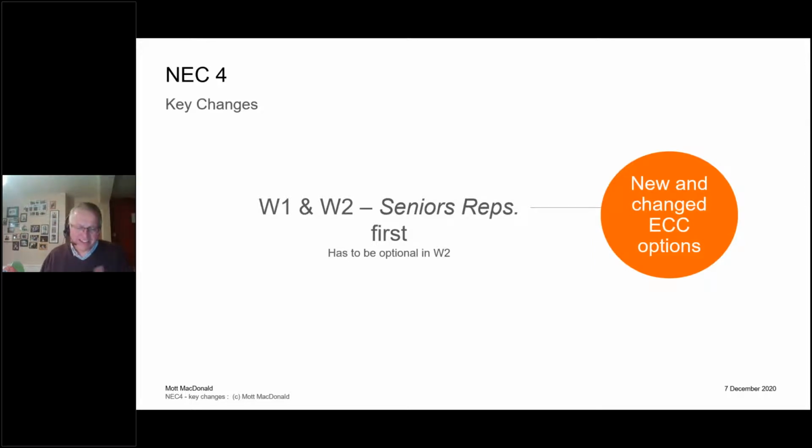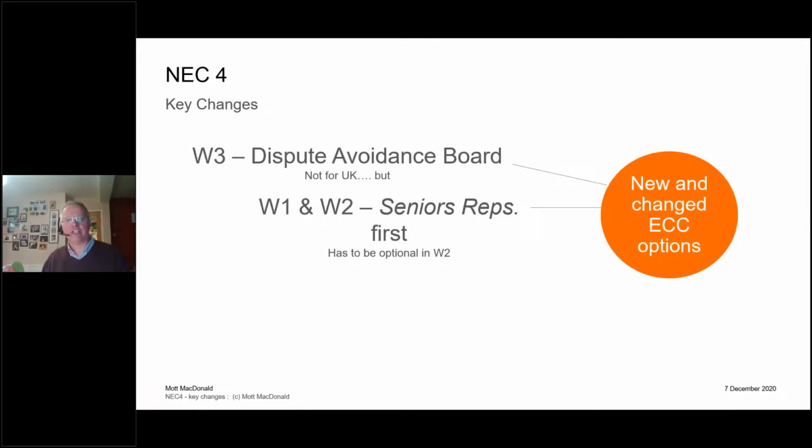Now, the only subtle issue with that is in W2, which is NEC's option which matches the Housing Grants Act, because that act says that we have to be able to go to adjudication at any time. In W2, the clause to do with senior representatives is optional. But one would hope it would make sense and people would use that option before going off and spending a fortune on adjudication. W3, I've already mentioned to you, is a dispute avoidance board.